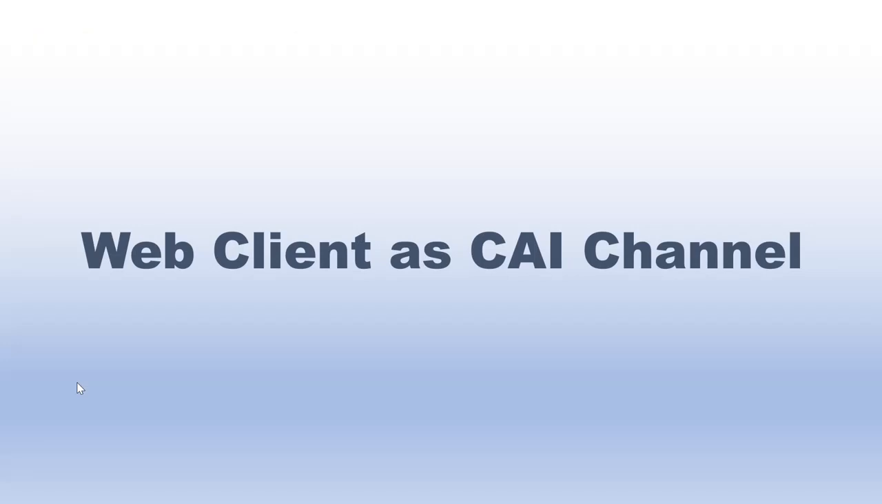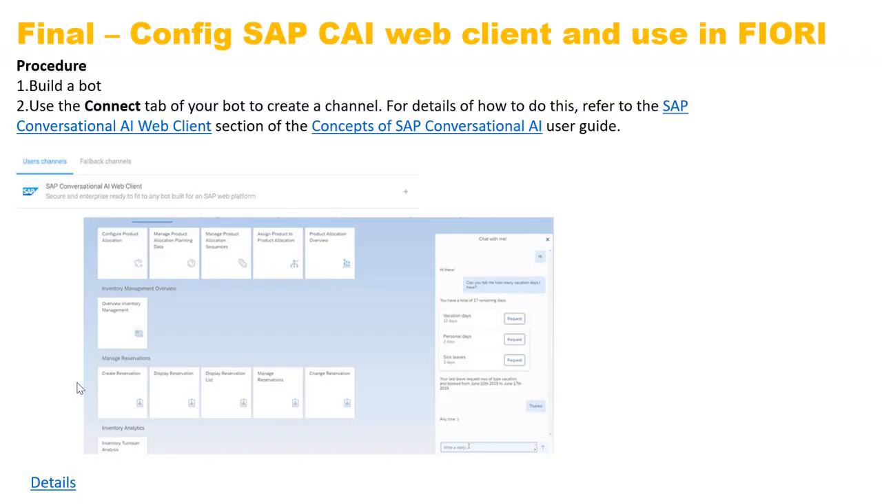Now it's time to enable the web client as a SAP CAI channel. So obviously you have your bot ready in the SAP Conversational AI platform, and you can go to the channels section of it and create a new SAP Conversational AI Web Client to enable the web client in the FIORI Launchpad.